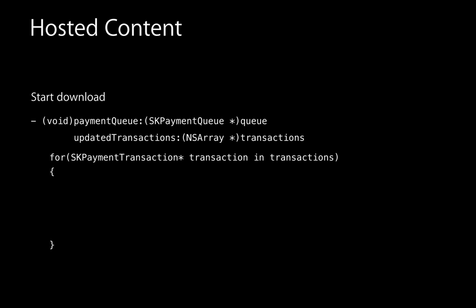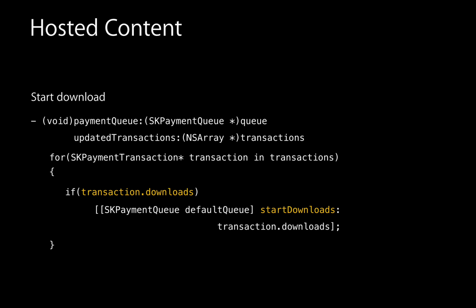Now, if you're using the hosted content, it's so simple to use. We're back now in our payment queue updated transactions method, looping over the transactions we're receiving updates for. If you see a transaction with a downloads property, and that downloads property contains one or more downloads, and you want to start downloading that content, watch this. Simple. You simply call SKPaymentQueue start download and hand those downloads over to us.